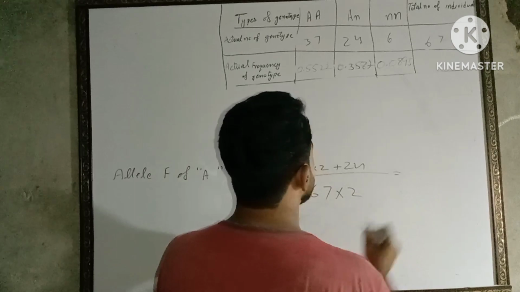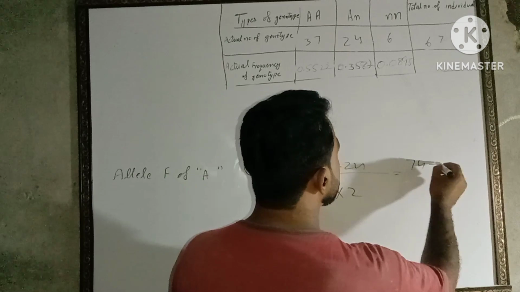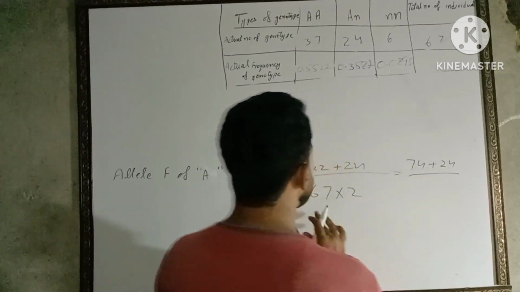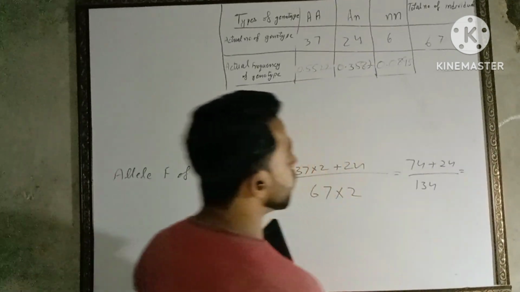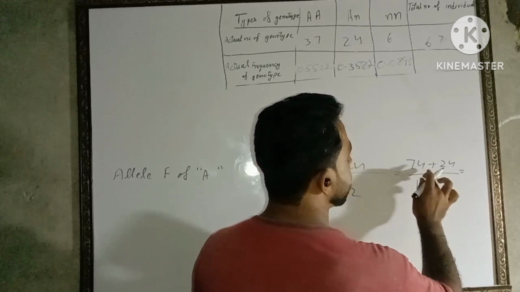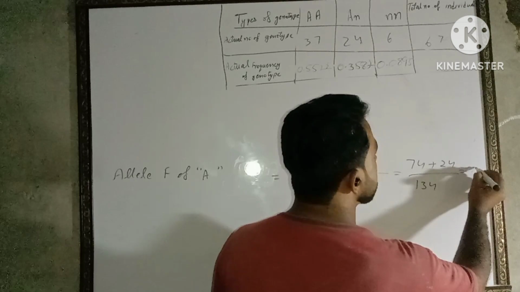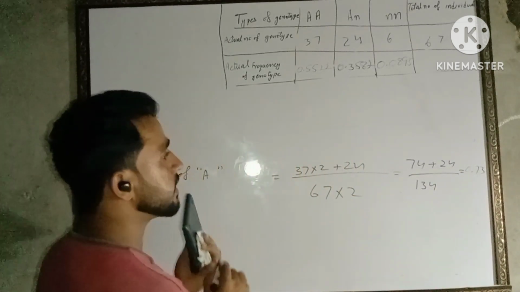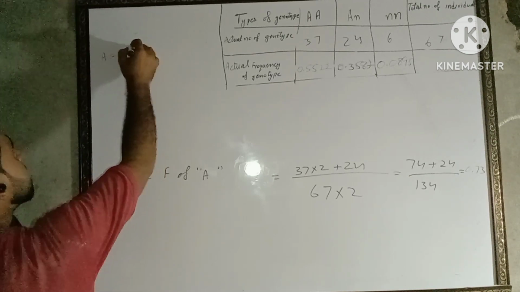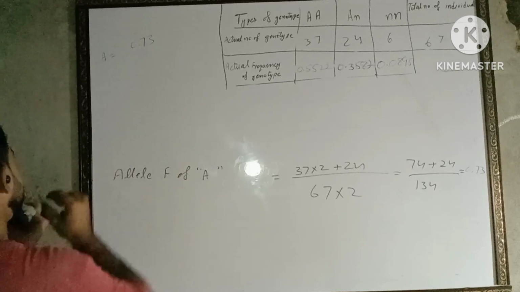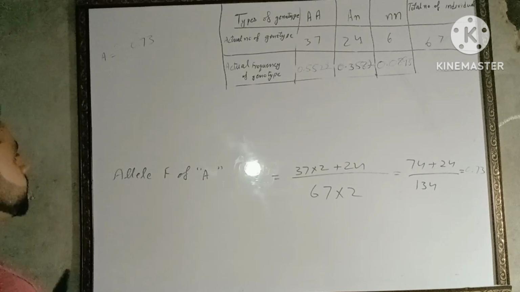Okay, the answer will be: 37 multiplied by 2 is equal to 74, plus 24, divided by 67 multiplied by 2, which is 134. That is 74 plus 24 divided by 134, which is equal to 0.73. It is the allele frequency of the A gene. The allele frequency of the A gene is 0.73. Okay. Now we will find the allele frequency of the N gene.